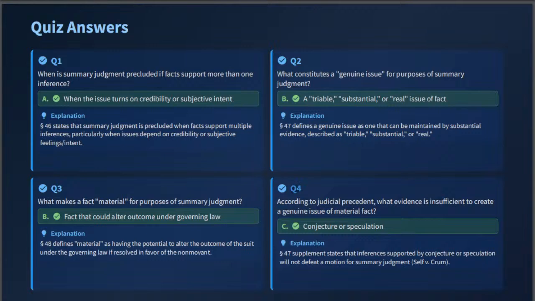And finally, question 4. According to judicial precedent, what evidence is insufficient to create a genuine issue of material fact? And of course, that's conjecture or speculation, because Section 47 of the supplement states that inferences supported by conjecture or speculation will not defeat a motion for summary judgment. Of course, that was Self versus Crum. And as you see there, more than a scintilla is enough. But with just conjecture or speculation, that would almost be a scintilla of evidence at best.